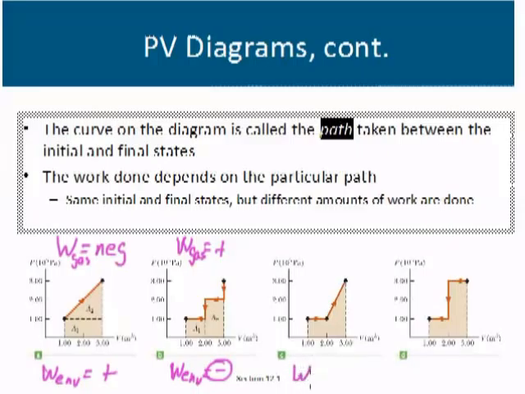Likewise, this one's going to the right, so the work on the environment is going to be positive, and the work W is negative. Remember, W is the notation for the work done on the gas.